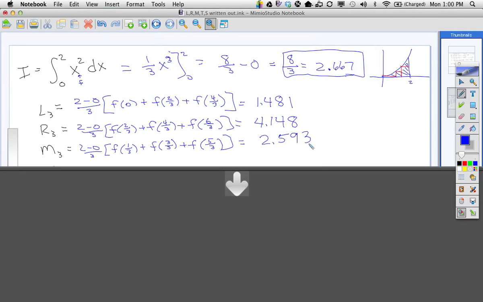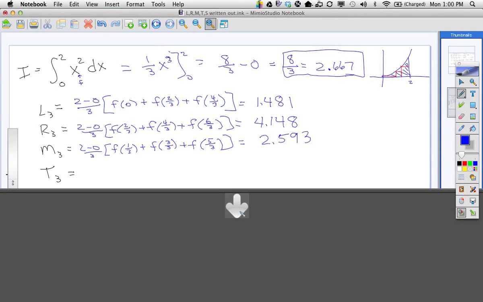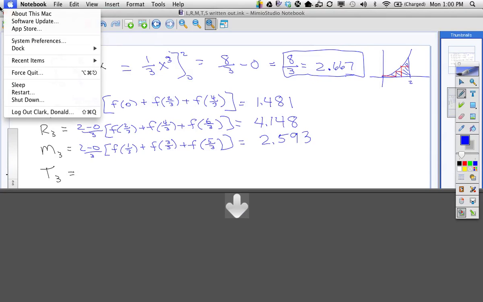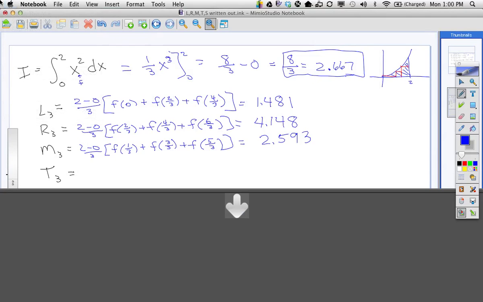Okay, so we got that. All right, now let's do trapezoid. Let's do it both ways. Let's write it out the long way first. We realize it would probably be easier to do the shorter way. You've got L3 and R3, you just average it. We'll do both of those here in a second. But let's write it out the long way first, the shortcut way we just did in our notes.